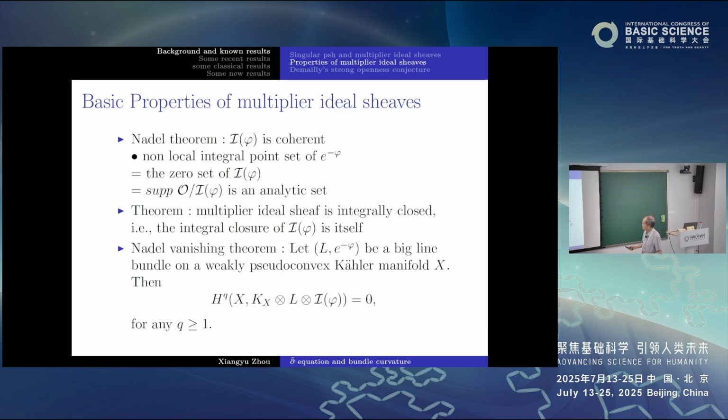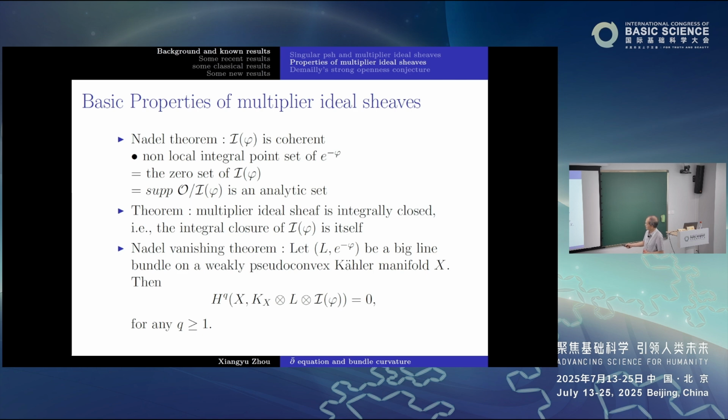We have some very basic properties of multiplier ideal sheaves. Ladle proved that such a sheaf, the multiplier ideal sheaf, is coherent. Using this theorem, you can give a very simple proof of the statement that the local integrable point set of this function is an analytic set. So the argument is as follows.